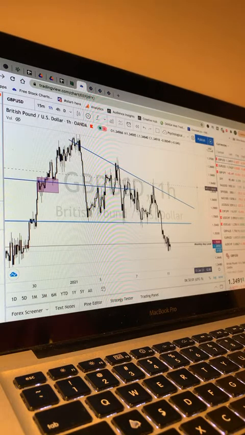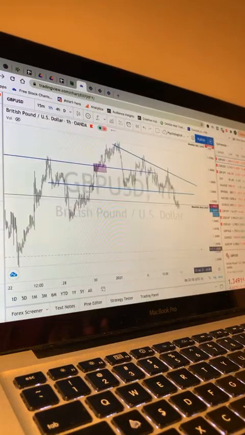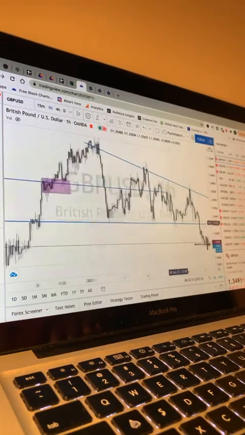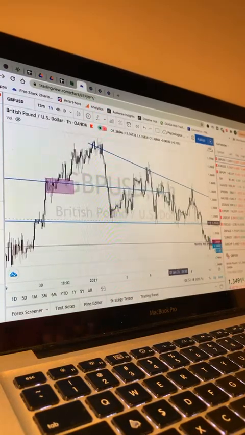Something I'm also doing, or not new, I don't want to say it's new, it's just something that I've been using on these white background black bar charts, is using monthly key levels and weekly key levels. Those are different areas that are support and resistance on the monthly and weekly levels.